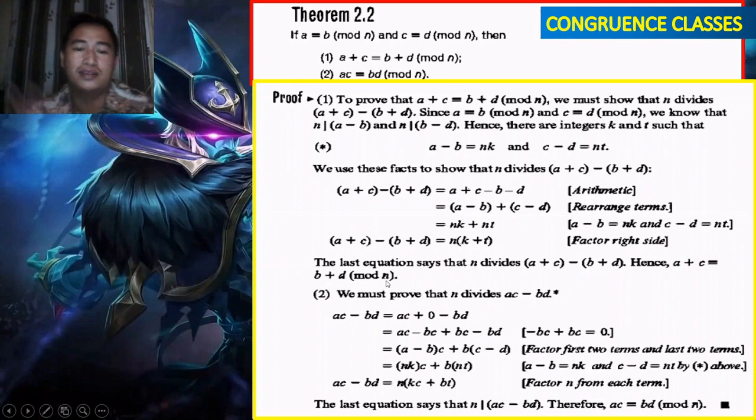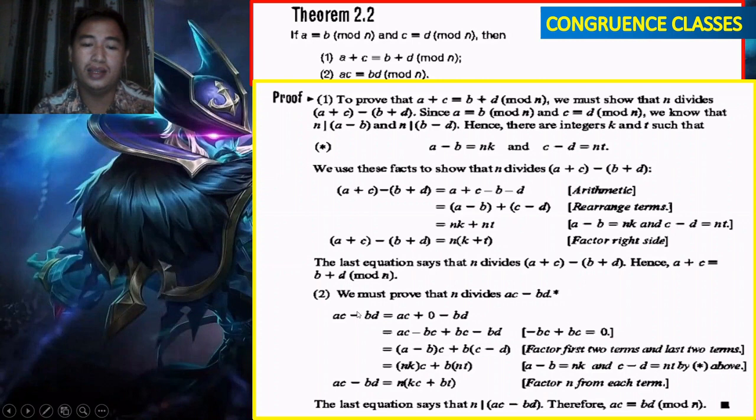Okay, next, number 2: AC is congruent to BD mod N. So we must prove that AC minus BD is equal to N times something, no? AC minus BD is equal to NK. In other words, we must prove that N divides AC minus BD.